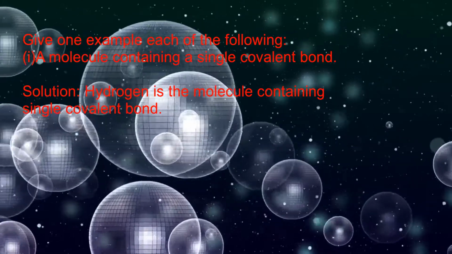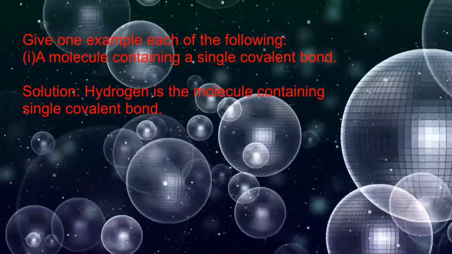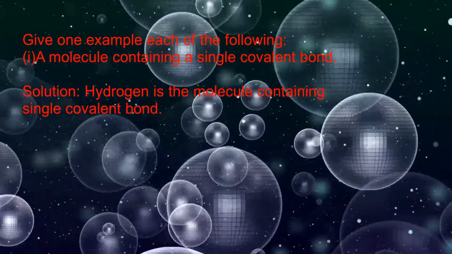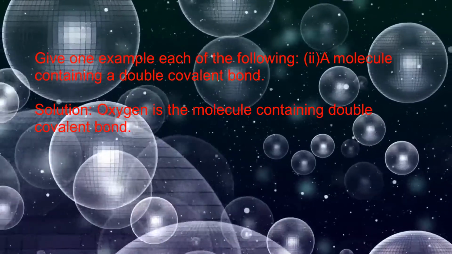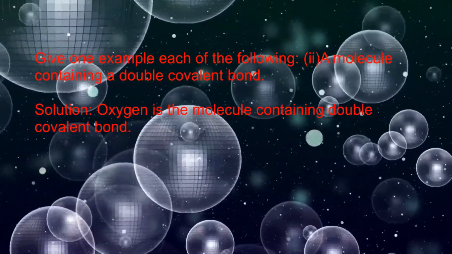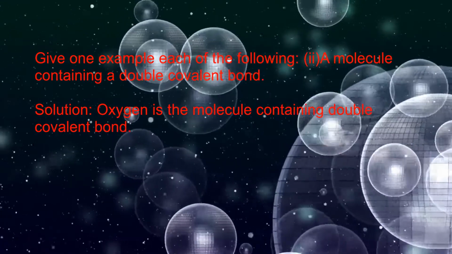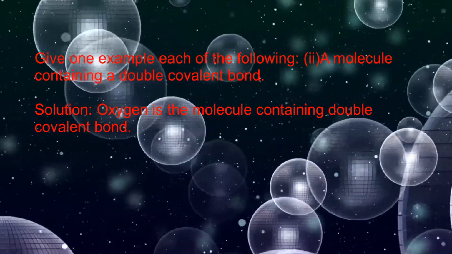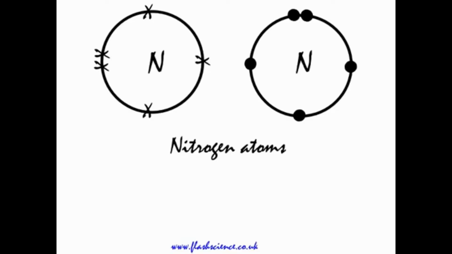Give one example each of the following. 1. A molecule containing a single covalent bond. Solution. Hydrogen is the molecule containing a single covalent bond. 2. A molecule containing a double covalent bond. Solution. Oxygen is the molecule containing a double covalent bond. Nitrogen is the molecule containing a triple covalent bond.